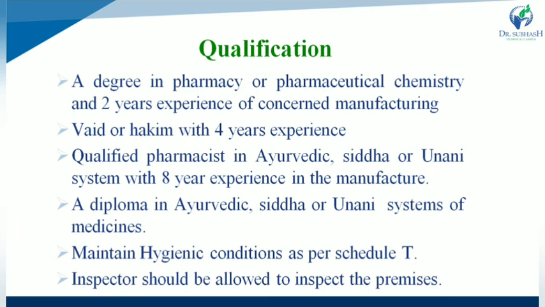Third, a qualified pharmacist in Ayurvedic, Siddha or Unani with 8 years of experience in manufacture and a diploma in Ayurvedic, Siddha or Unani system of medicines. So the third qualification is a qualified pharmacist, particularly in Ayurvedic, Siddha or Unani system, with 8 years of experience in manufacturing Ayurvedic, Siddha and Unani dosage forms. Otherwise, the second option is a diploma in Ayurvedic, Siddha or Unani system of medicines. Maintain hygienic conditions according to Schedule T. An inspector should be allowed to inspect the premises.